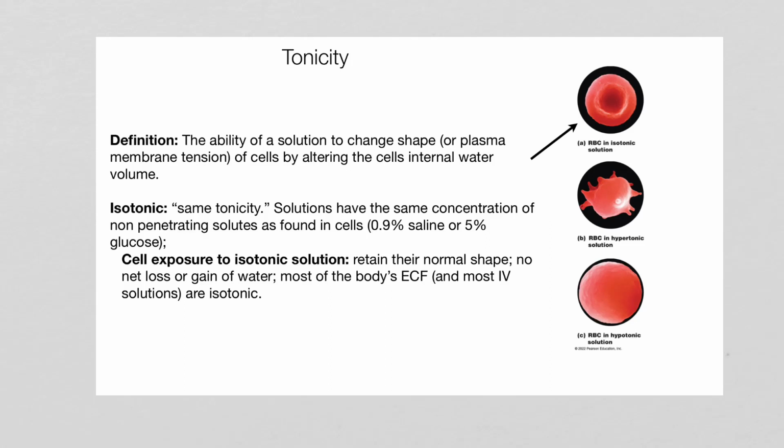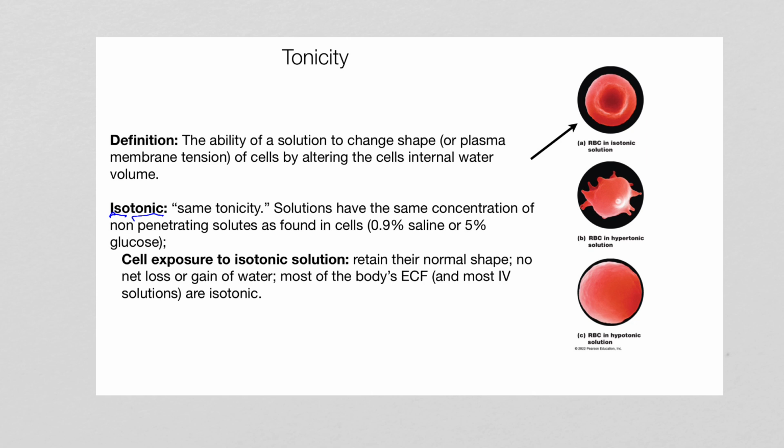So as I mentioned, we were going to talk about tonicity. And tonicity is going to be the ability of a solution to change shape or the plasma membrane tension, we call it, of cells, all right, by altering the cell's internal water volume. All right, so in short, this just means the ability of the red blood cell or the cell to expand or shrink.